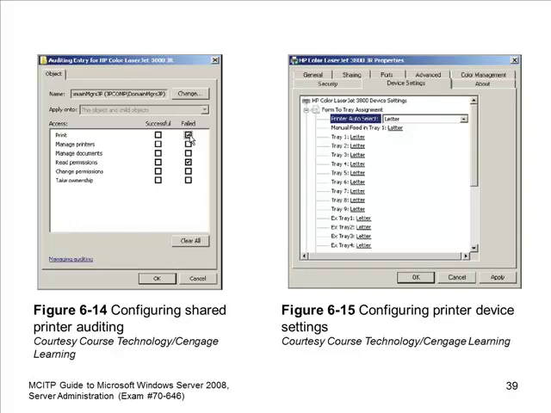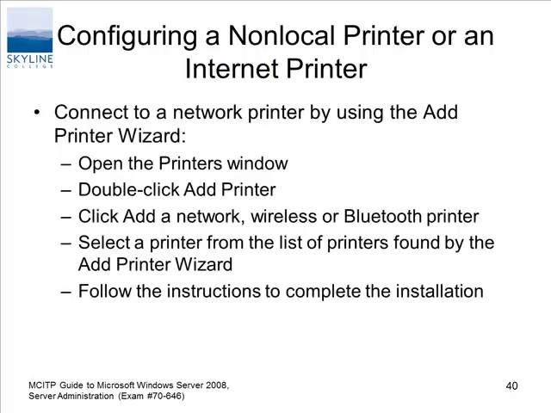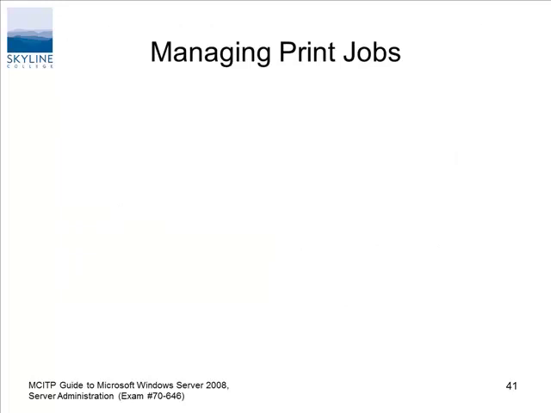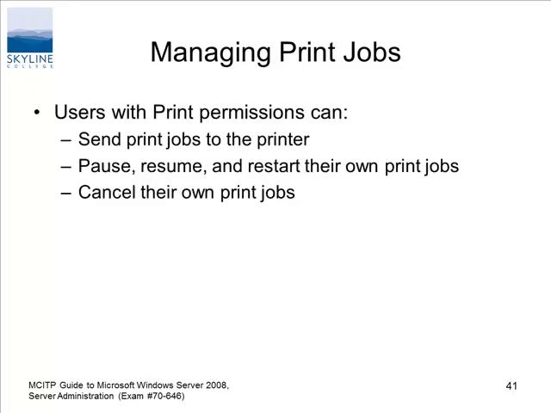This is the different configuration, what goes on, what's in each of the devices. All of this stuff is going to be specific, the device settings specific to the print device that you have installed. Non-local printer or an internet printer: open the Windows printer, double-click Add Printer, the same thing, nothing magic there. Follow the wizard, and again, wizards are really handy in Microsoft, but just read what they say before you do things. If there's something wrong, they'll usually tell you what you need to do to fix the situation.